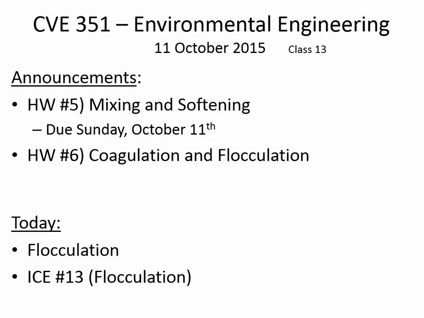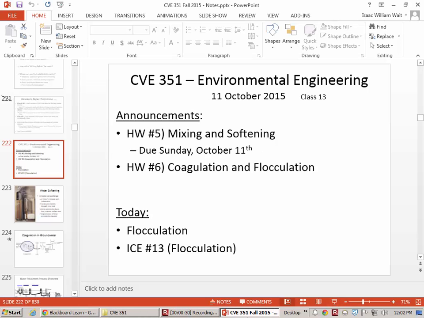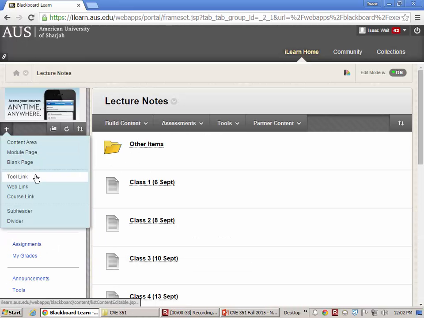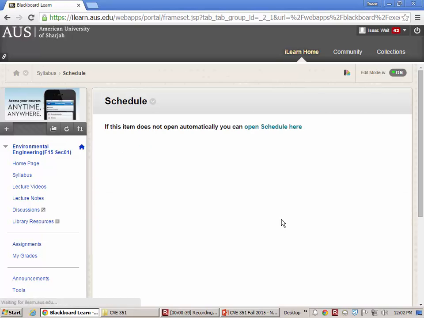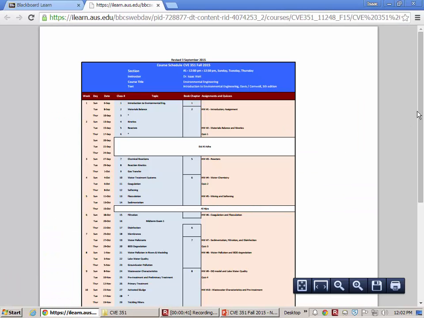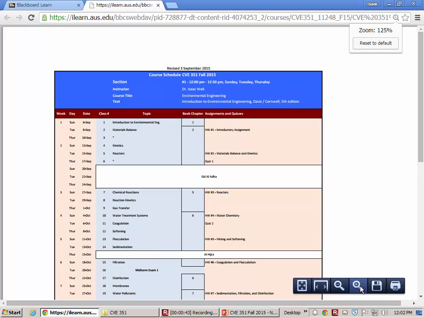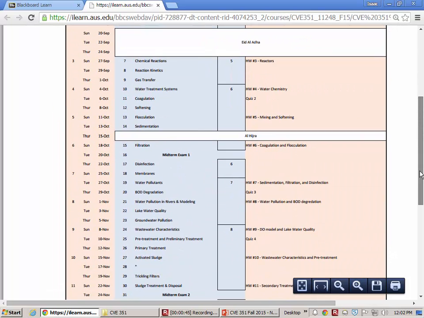So you've just submitted homework number 5, and homework number 6 will be due, well, I don't mention it here, it's due a week from today. Let's just double check on the schedule to make sure. I intended to put that on there, but it's under syllabus. We'll get to other questions in a second. So the next homework 6, yeah, it's due a week from today on Sunday, the 18th of October.